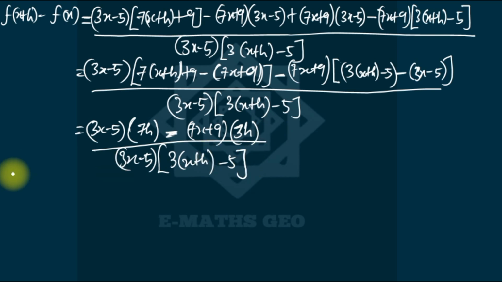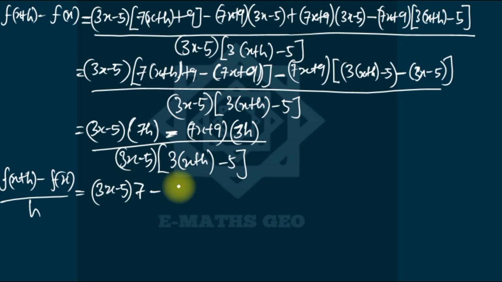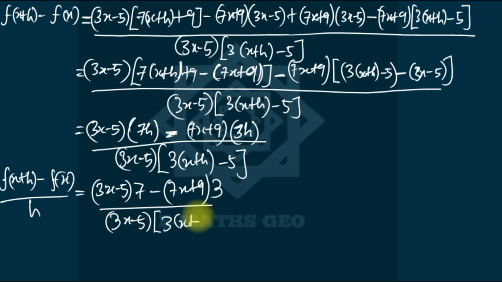So the next step, we divide by h. So that's the third step. We divide by h. So what do you notice? h is common in all. So if I divide by h, we are left with 3x. There is h, there is h. So we are left with 3x minus 5 times 7 minus 7x plus 9 times 3 over 3x minus 5 times 3 times x plus h minus 5. The h is common. So when we divided, the h is gone.